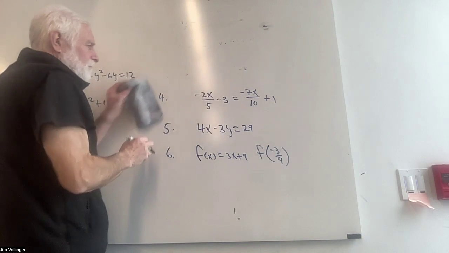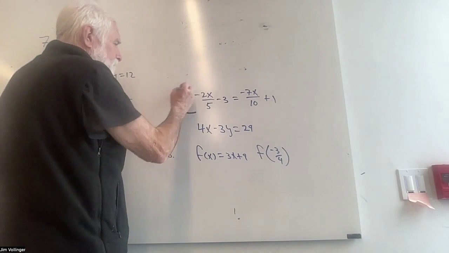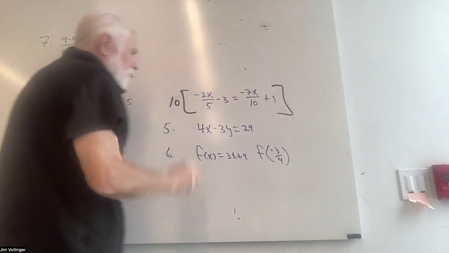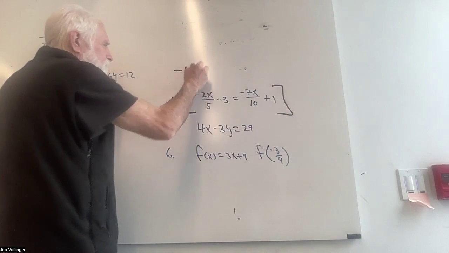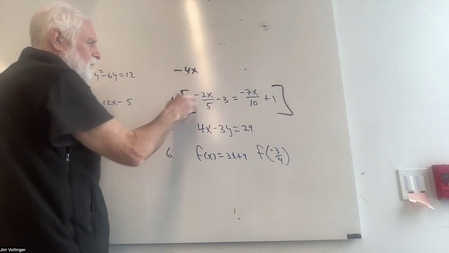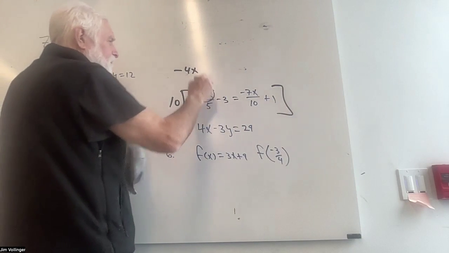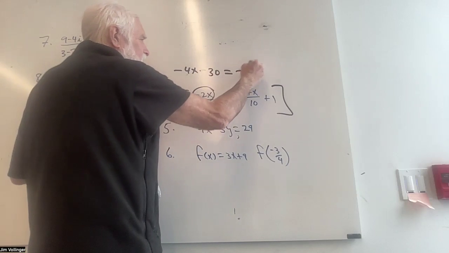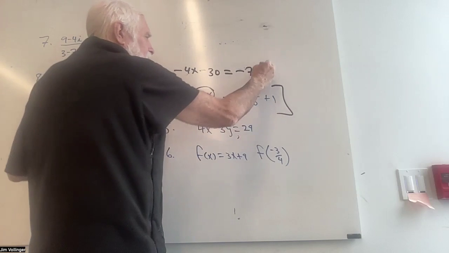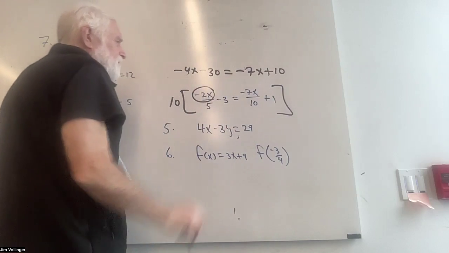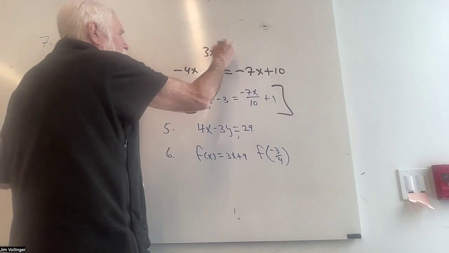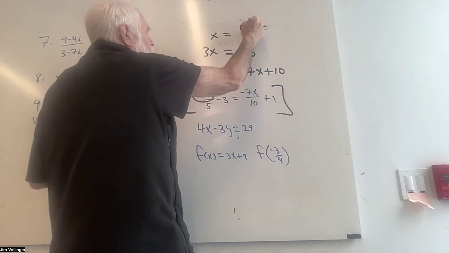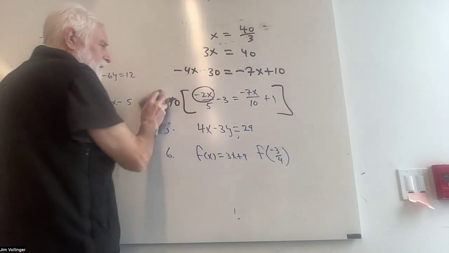Number 4, I'm going to multiply by 10. Kind of did a problem like this a little while ago, I think. So I've got minus 4x. 5 goes into 10, so I'm going to double that. 10 times minus 3, minus 30. 10s cancel, I get minus 7x. 10 times 1 is 10. All right, so I'm going to add 7x to this side. I'm going to add 30 to that side. I'm seeing x equals 40 over 3. Let's get rid of that.